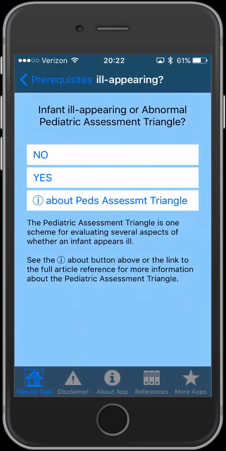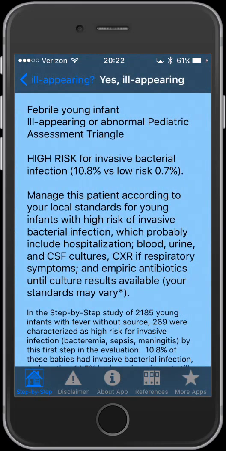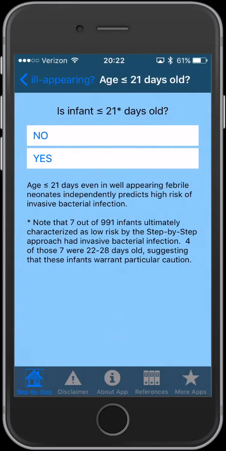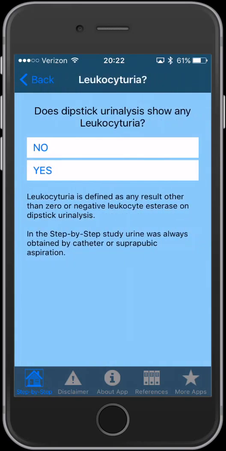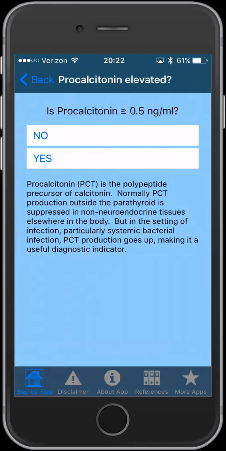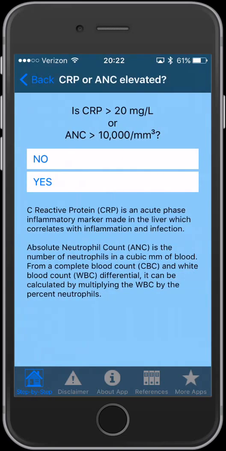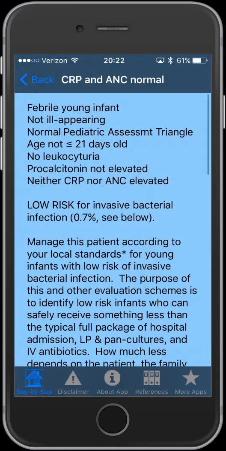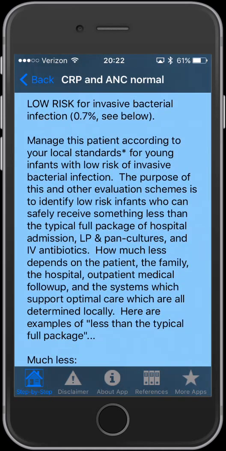Going through step by step, there's several questions that walk you through. If your child is ill appearing or has an abnormal assessment, then you are high risk and require a full workup. If no, you keep going through. Again, if you're less than 21 days old, you need a full workup. No, again, there's evidence of leukocyturia or evidence of leukocyte esterase, you need a full workup. If not, keep moving. Procalcitonin, CRP, or ANC. If you answer no to all these questions, then you are low risk and have less than a 1% risk for invasive bacterial infection. Again, he does not state you can necessarily send this child home.